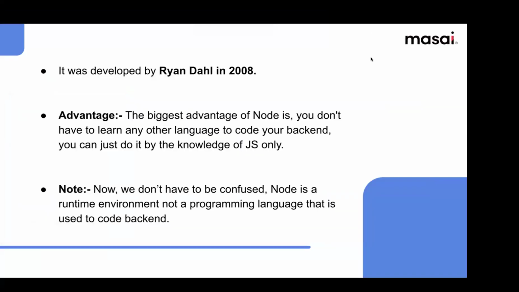Node.js was developed by Ryan Dahl in 2008. The biggest advantage of Node.js is that it's common sense that you don't need any other coding language for the backend. You can just do it by the knowledge of JavaScript only, right? So you don't have to be confused again. Node.js is a runtime environment. It's not a programming language. Okay. Understood, folks? What is the difference between a runtime environment and programming language?